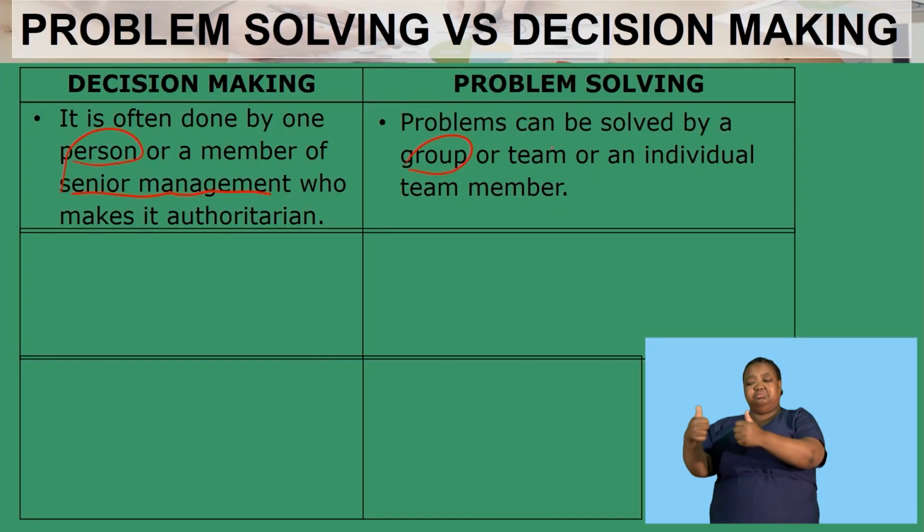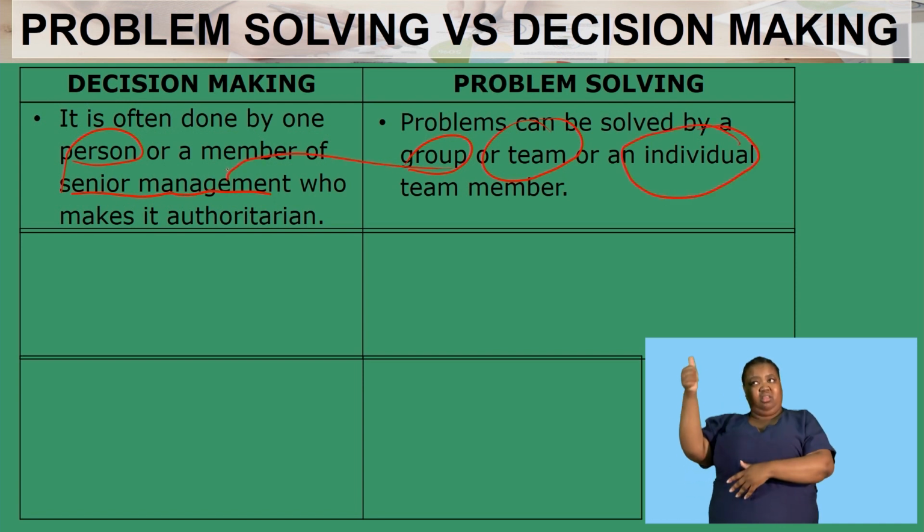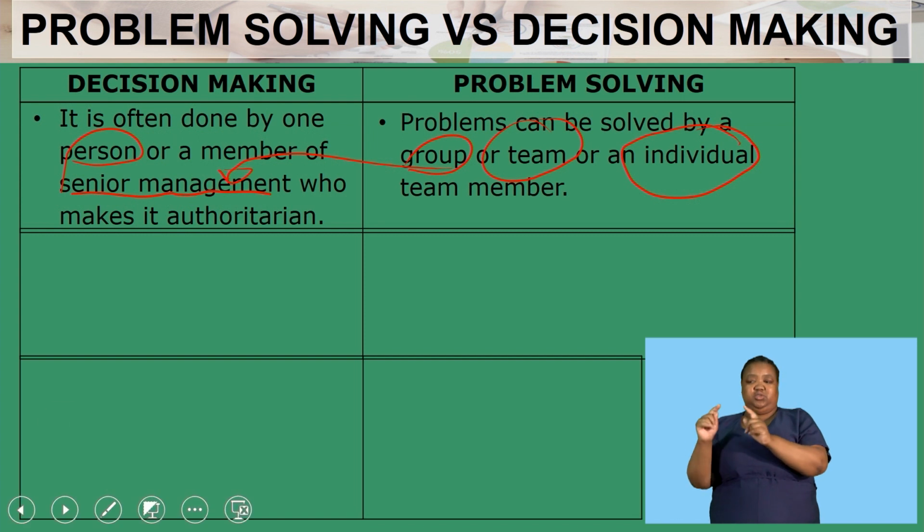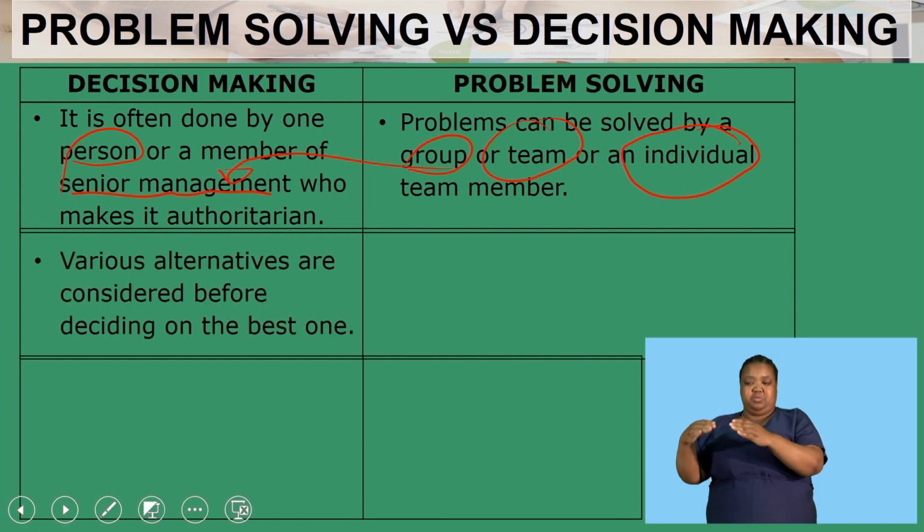Whereas with problem solving, these are problems that can be solved by a group or a team or an individual team member. So here it's not senior management, but just a group or team or an individual team member. This person is part of the team.